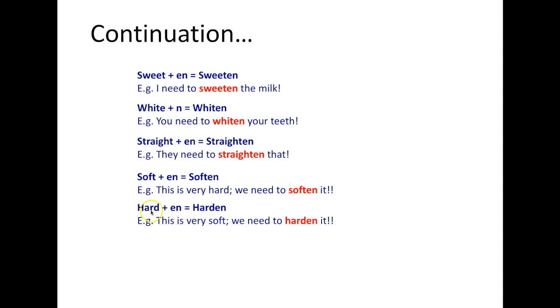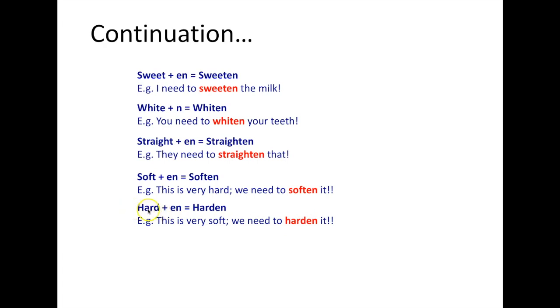Another example is hard plus en, we get harden, okay? Which means to make something hard. This is very soft, we need to harden it.